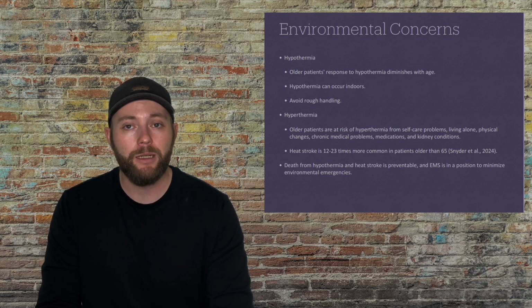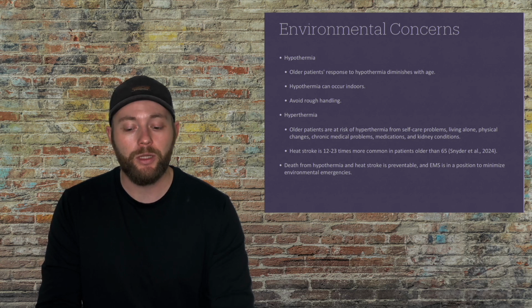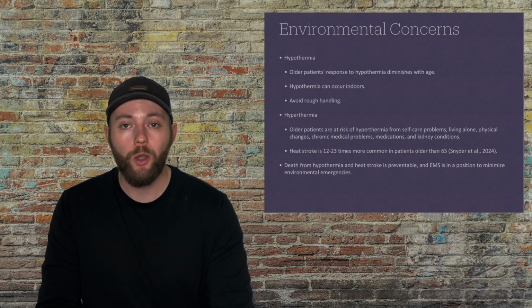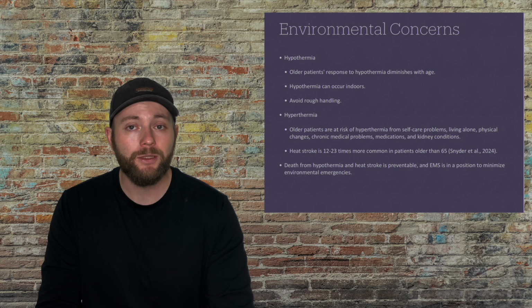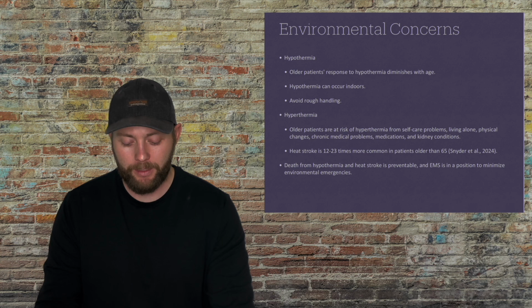Medications, such as a beta blocker, reduce the body's ability to respond to heat stress. Amphetamines can also raise the patient's body temperature if there is drug abuse. Opioids and sedatives reduce awareness, so the patient may just not be aware that heat stroke is developing. Heat stroke is 12 to 23 times more common in patients over the age of 65.